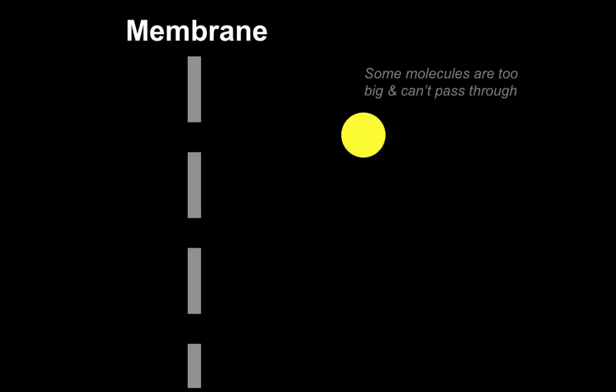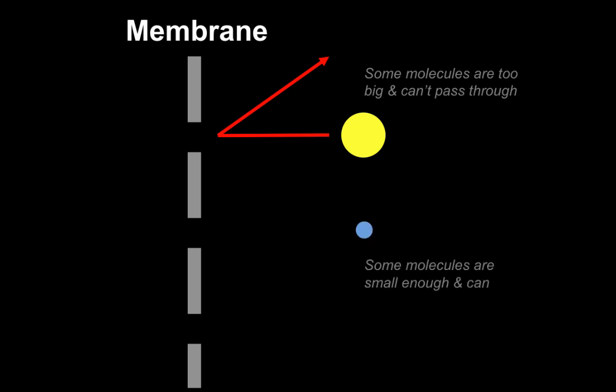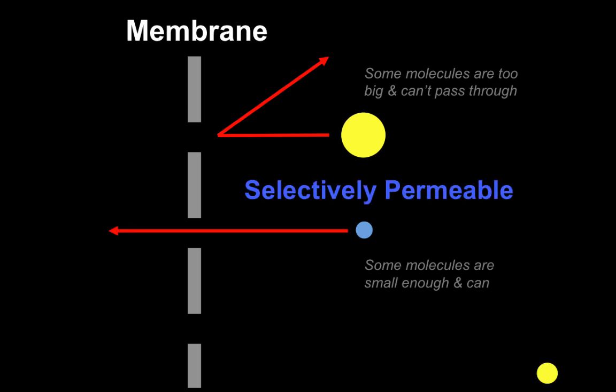So here's my membrane. Some molecules are really big, and notice it's not going to fit through the gates. We don't want that thing to be able to come in and out. Whereas some molecules are really small, and they're able to pass easily through the membrane. This is what we call being selectively permeable.